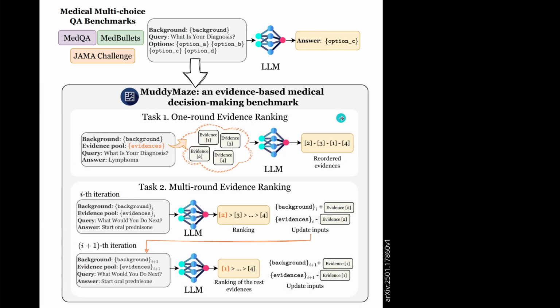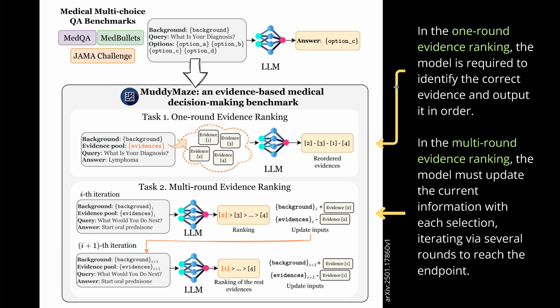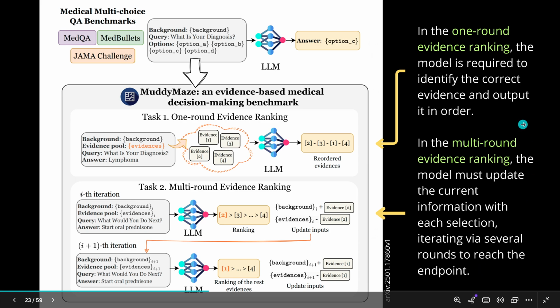But never mind, they developed a completely new benchmark, MuddyMaze, an evidence-based medical decision-making benchmark. And this is a quite simple but quite nice system, because they say, in the one-round evidence ranking, we provide more and more evidence piece by piece to the medical AI system. The model is required to identify the correct evidence and output it in the correct, reordered sequence. And then we enter a multi-round evidence ranking and again update the current information with each selection, iterating over several rounds to reach the final decision by the MedAI system.